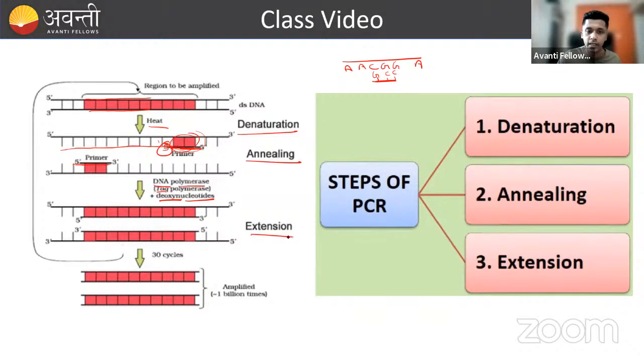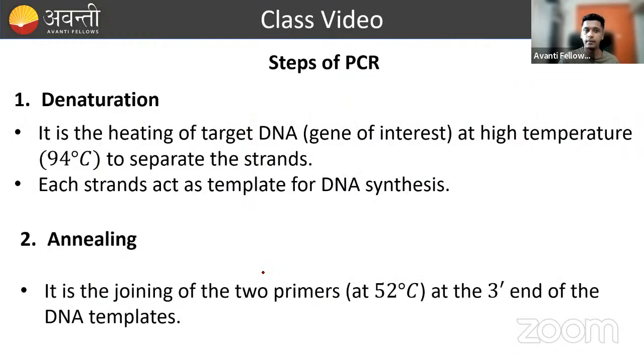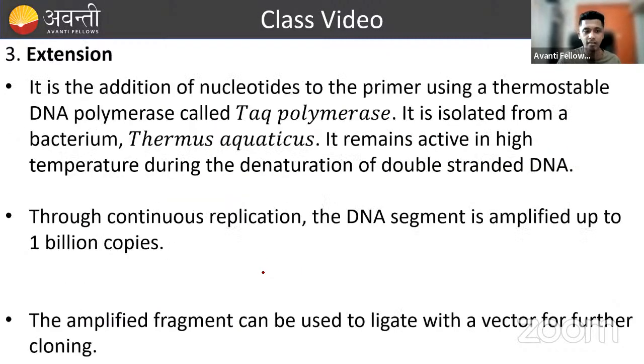Once we have extension, we have one more fresh copy, like a Xerox copy, a first copy of our gene of interest. Now imagine the same steps: denaturation, annealing, extension, denaturation, annealing, extension, going for several cycles. If you do 30 cycles or so, you can create up to 1 billion copies. Did you understand? So this is about the steps in a polymerase chain reaction.